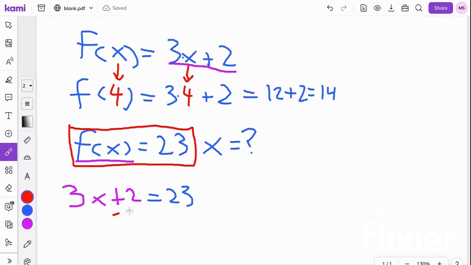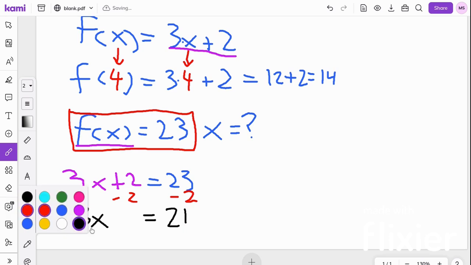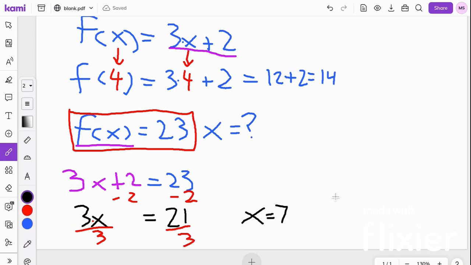So we have to get the x by itself, so we need to get rid of whatever's not x. This plus 2 here has to go. And has to go means I have to move it to the other side, and the way we move it to the other side is we do the opposite. So the opposite of plus 2 is minus 2. That gives us 3x equals 21. And our last step right here, we're going to divide both sides by 3, because remember this is 3 times x, and the opposite of multiplication is division. So in order to move it to the other side, we just have to divide. And once we do that, we get x equals 7.